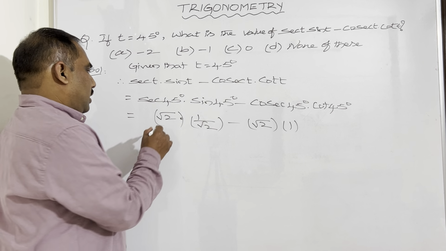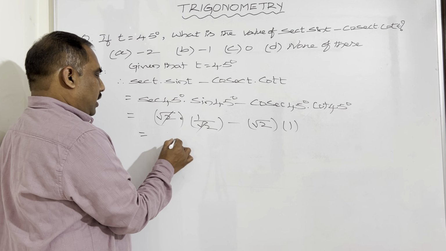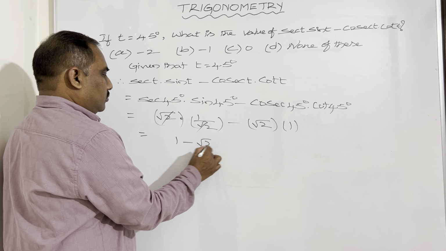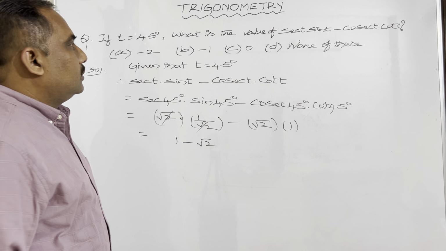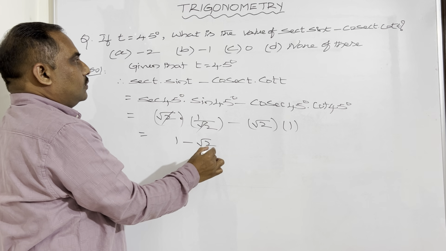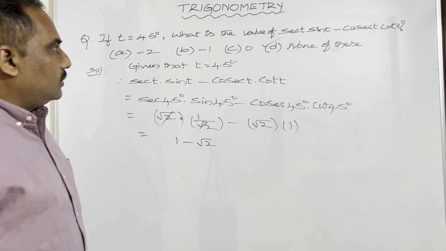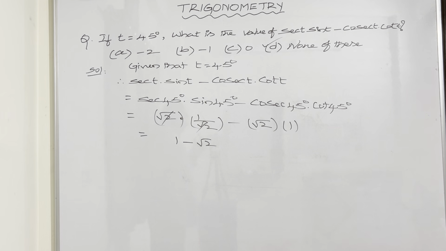So here the root 2 gets cancelled and we have 1 minus root 2. Out of the options here, there is no 1 minus root 2, so option D is correct, none of these. Next.